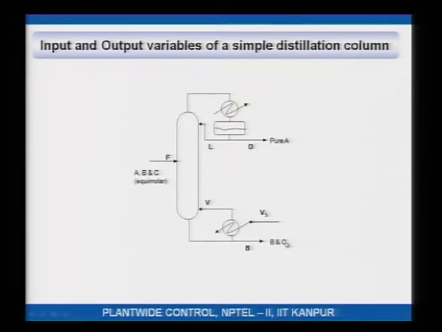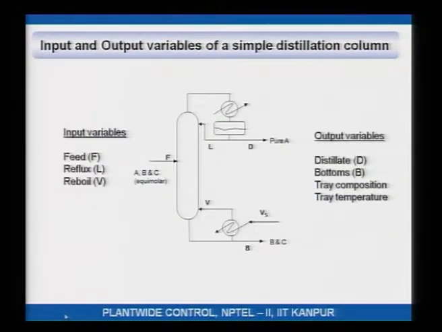Okay. So, for this process, the inputs to the column are the feed, the reflux into the column, and the reboil. All right. And the outputs from the column are, for example, how much distillate is coming out, how much bottoms is coming out, what is the temperature and composition profile inside the column, what is the purity of the distillate, and what is the purity of the bottoms. Okay. So, these are all output variables.